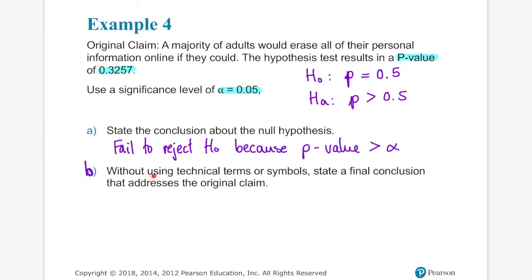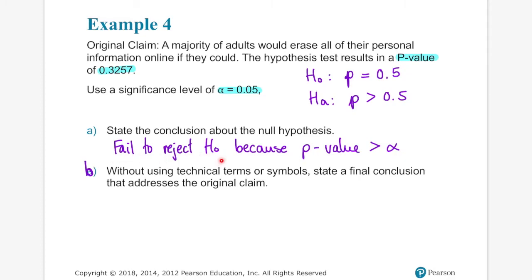B. Without using technical terms or symbols, state the final conclusion that addresses the original claim. Original claim says a majority of adults would erase all of their personal information online. So original claim says that p is greater than 0.5. So I want to address that. My H0 is p equals 0.5. My HA says p is greater than 0.5. I failed to reject H0.